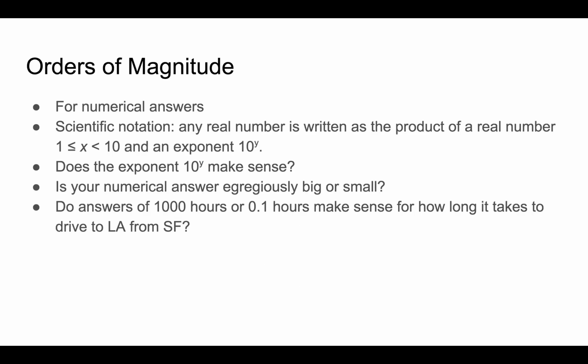And a final one, this is for when you get a numerical answer, is think about the order of magnitude. So I'm going to touch on this concept called scientific notation, where any number at all we write as the product of a number that is greater than or equal to 1 and less than 10, and an exponent, 10 to the y. Let's say we have 10,000, that's 10 to the 4, so we would write 10,000 in scientific notation as 1 times 10 to the 4.